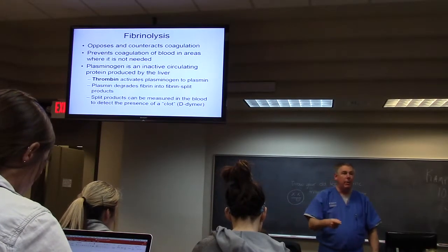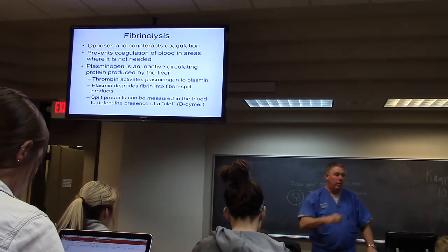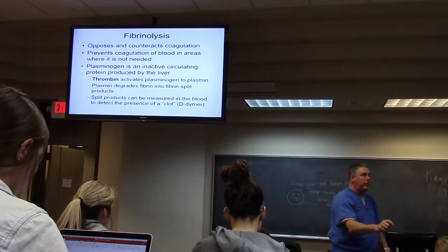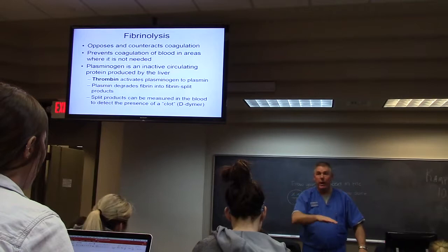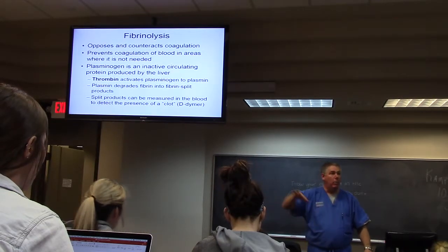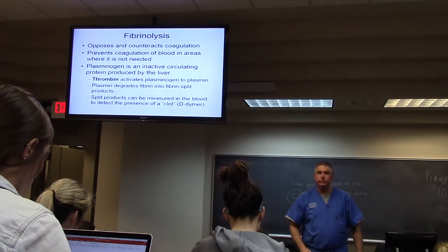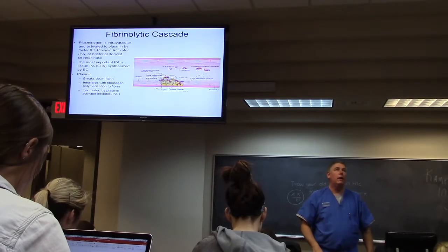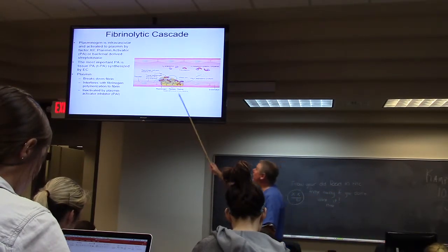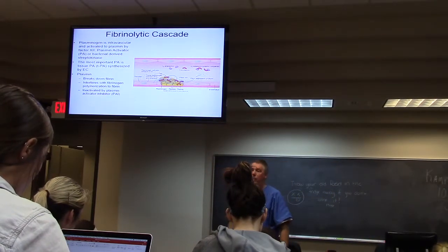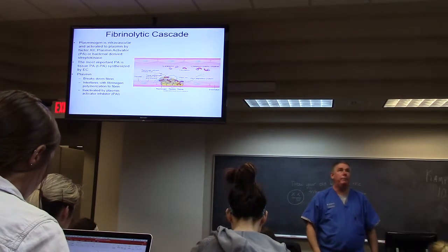So the D-dimer, you have to expect, is not going to go up right at this moment, but give it a few hours to a day or two, and it should keep going up as more and more of these fibrin split products enter the circulation. All right, the fibrinolytic cascade is here. It's just illustrating the presence of the little degraded fibrin molecules there.